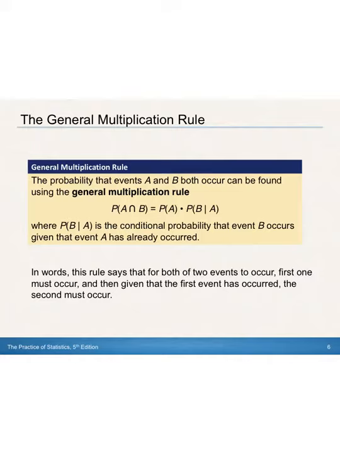And when we're looking at the probability that both events occur, you can use the general probability rule, which is the probability of A times the probability of B given A. This rule says that for both to occur, first one must occur, then given that the first event has occurred, the second must occur. So we're looking at the probability that both occur, which is why we're talking about that intersection, and we're talking about the word and. Both occur.